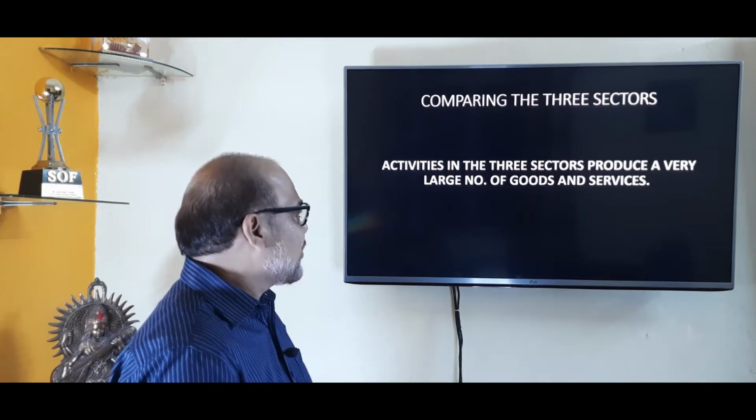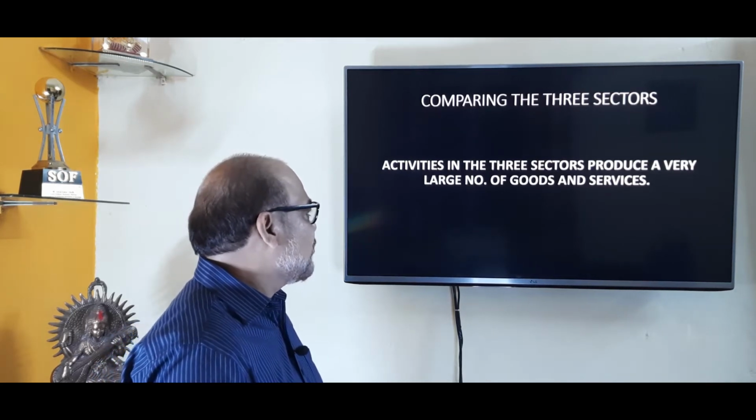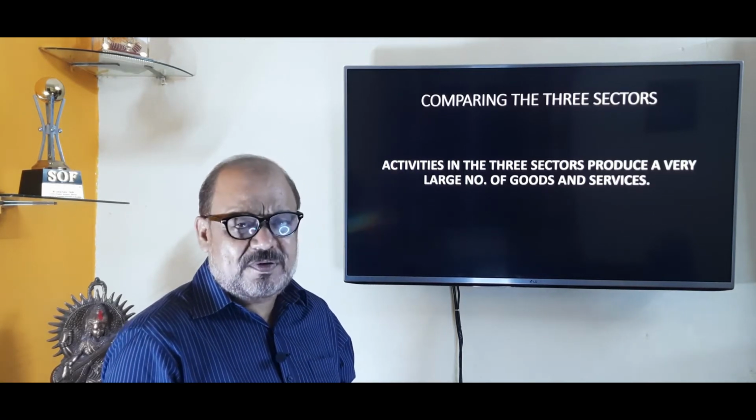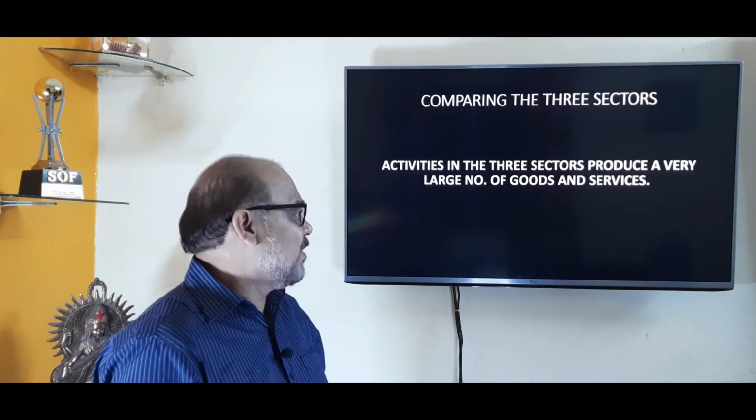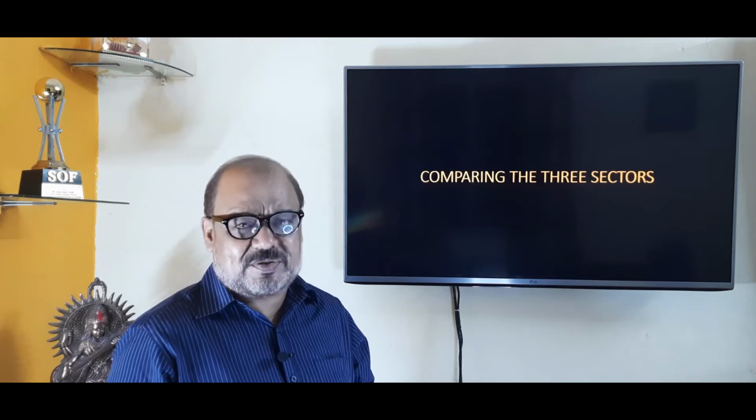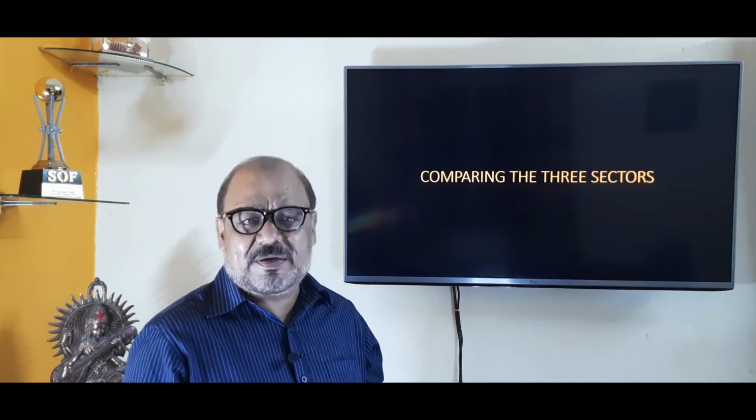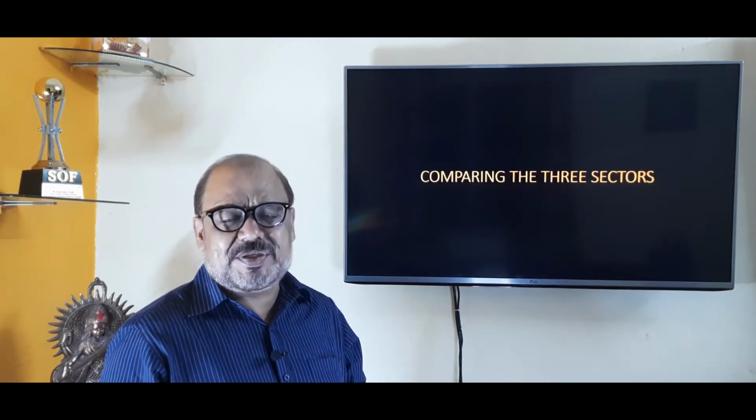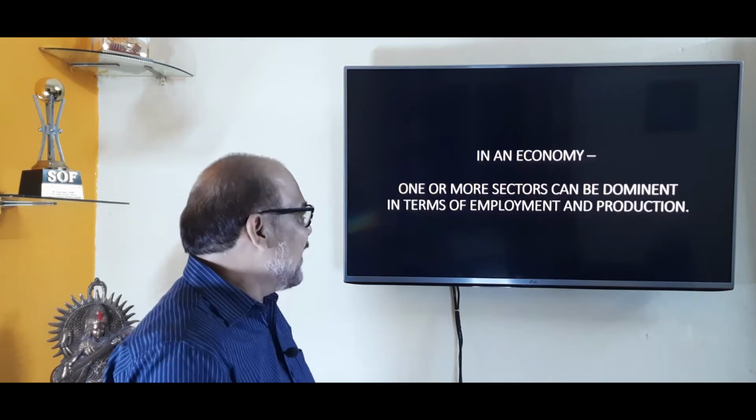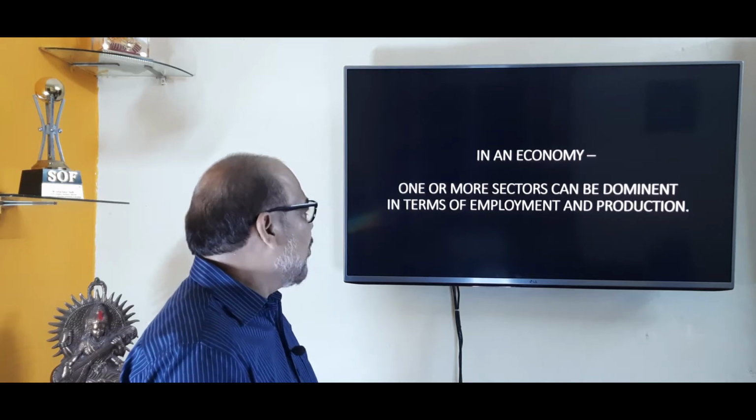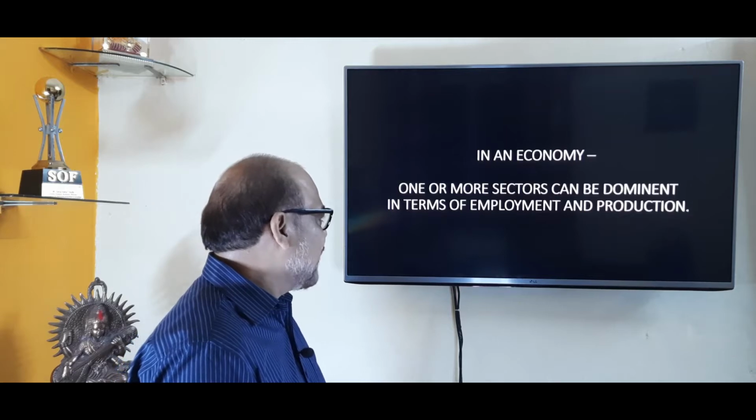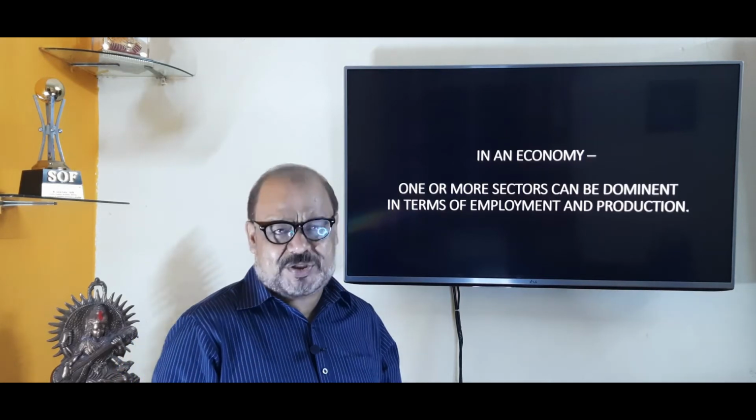Comparing the three sectors: the primary sector, the secondary sector, and the tertiary sector. Activities in the three sectors produce a very large number of goods and services. On the basis of their production, we compare them. Let us see how we compare the three sectors. In an economy, one or more sectors can be dominant in terms of employment and production.